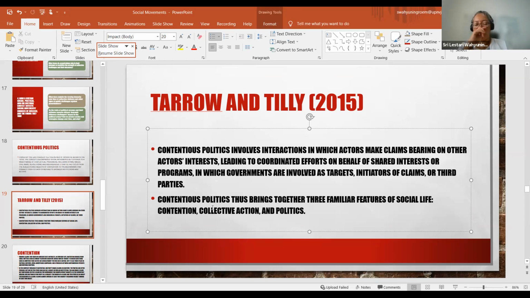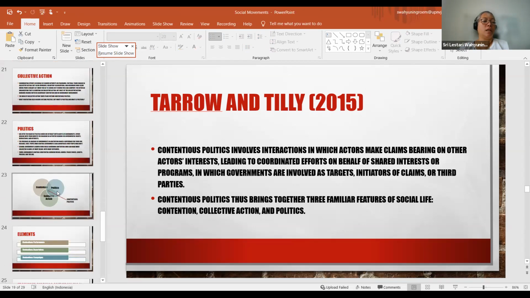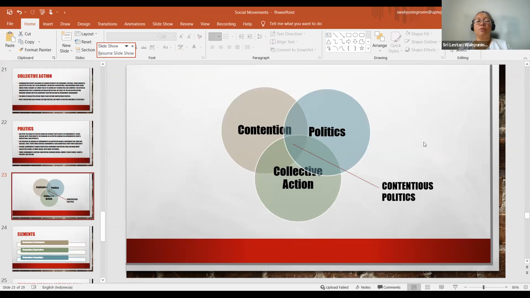So more from there, Tarrow and Tilly in their books also identify familiar features of this contentious politics. So contentious politics has 3 things in it. One is contention, second is collective action, and third is politics. More or less, it will look like this. So 3 things, 3 characters that it has.